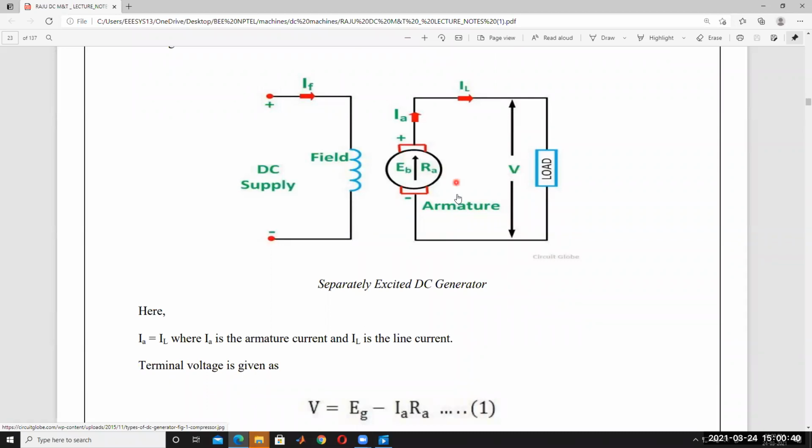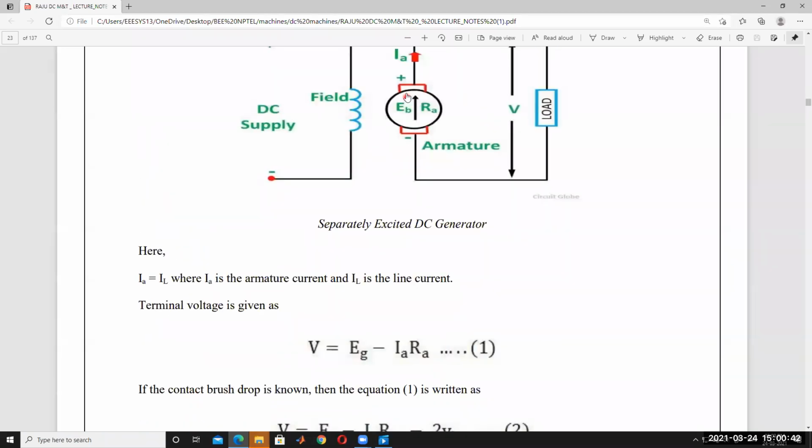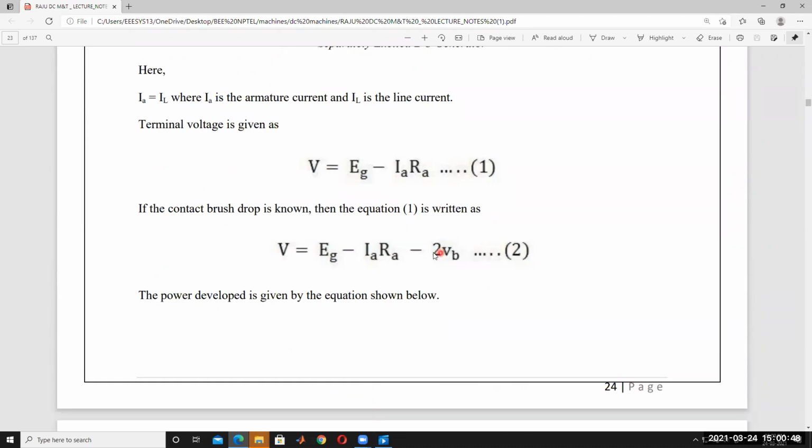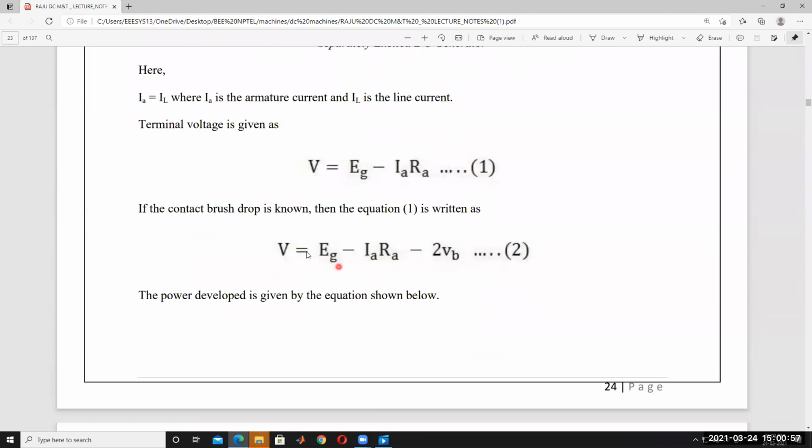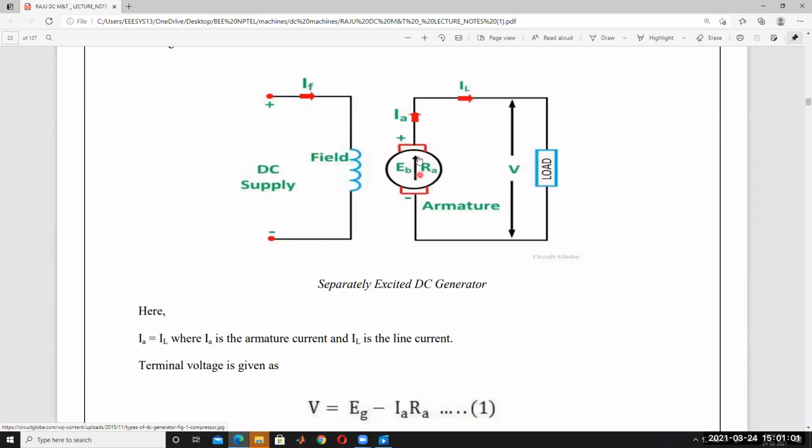Some drop also takes place in the brushes. If you consider the brush drop also, it becomes minus 2 VB. VB is called the voltage drop across the brushes. So V is equal to EG minus I into RA minus 2 VB. Two brushes are used, no? That's why it is minus 2 VB.